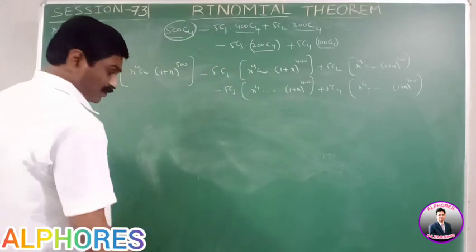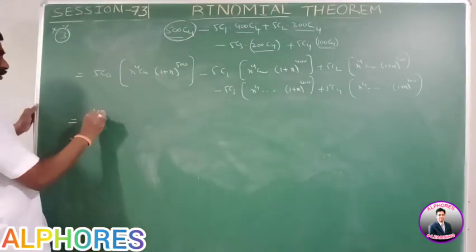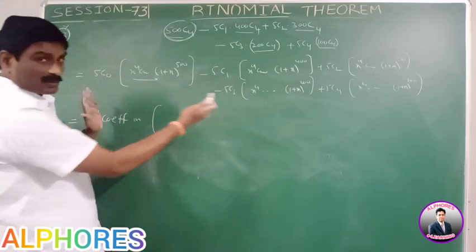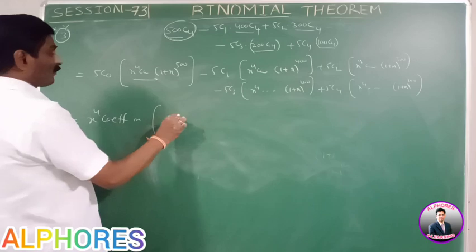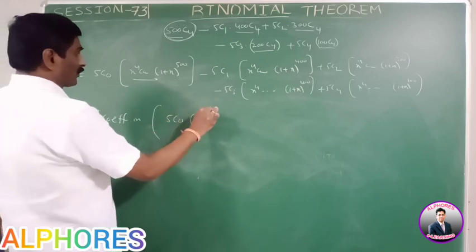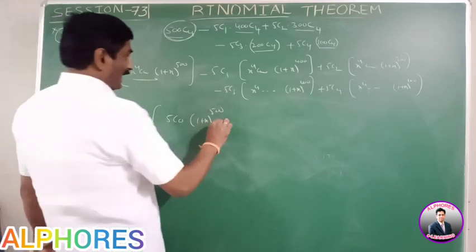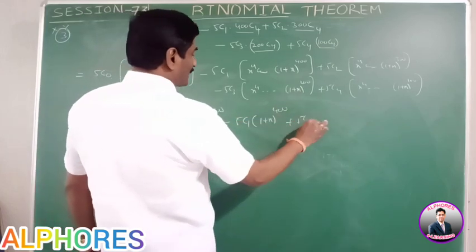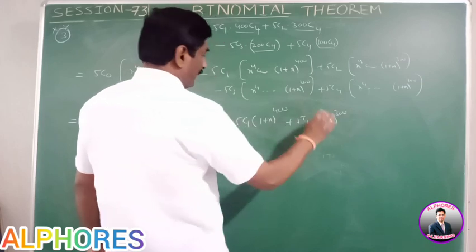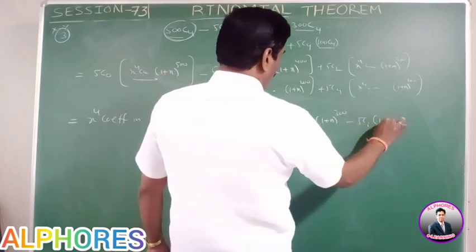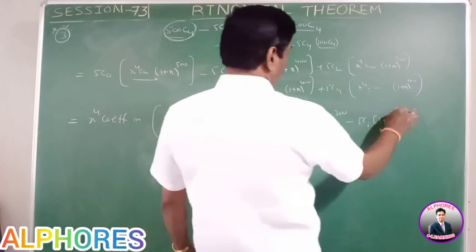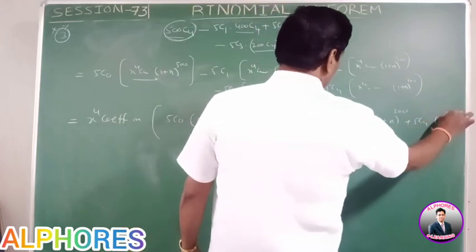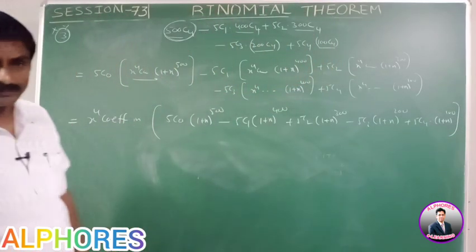Finally, it can be reduced into the x power 4 coefficient of 5C0 into (1 plus x) whole power 500, minus 5C1 into (1 plus x) whole power 400, plus 5C2 into (1 plus x) whole power 300, minus 5C3 into (1 plus x) whole power 200, plus 5C4 into (1 plus x) whole power 100. Okay, any doubt in this value?